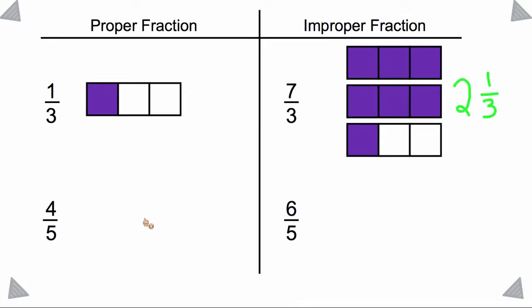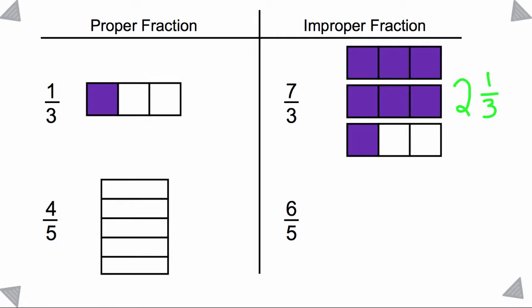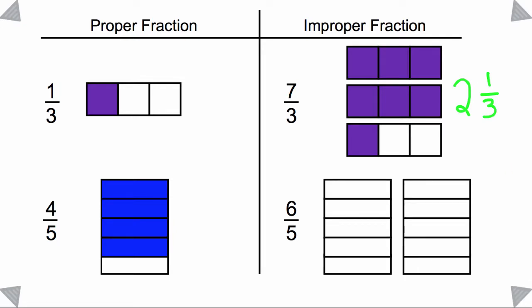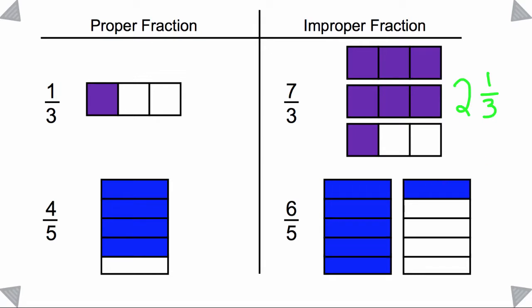Let's go ahead and look at 4/5. 4/5 is a regular fraction, so it's part of one whole. If I fill in 4/5, 1, 2, 3, 4, you can see that it's just part of a whole. If we look at 6/5, I'm going to need more wholes to fill up. So here, we're going to go ahead and fill up 1, 2, 3, 4, 5, 6. So when we look at these, we can see that it's 1 complete whole and then 1 out of 5. So our answer here would be 1 1/5.